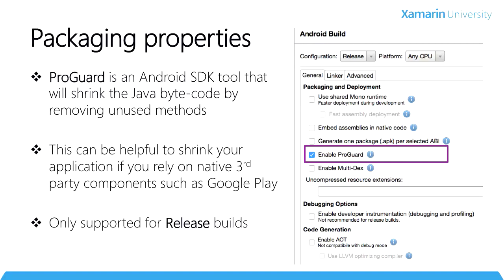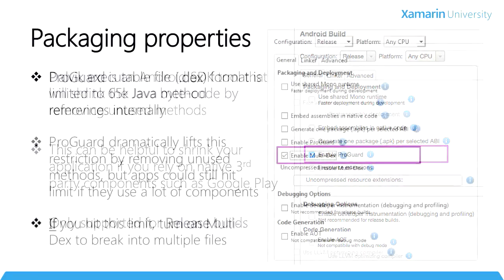This is a new Java virtual machine feature in ART and available in Android 5 that will obfuscate and shrink the included Java bytecode. It's going to remove unused methods in the Java libraries that your application depends on. If you have an application that makes use of big libraries like Google Play or other support libraries, it can significantly reduce the resulting file size.